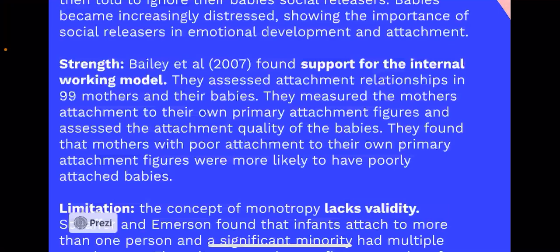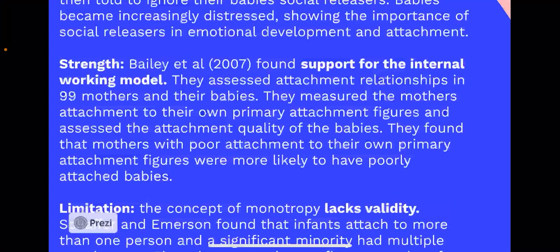Bailey's research supports the internal working model, and we will mention that also when we look at attachment in early childhood and adult relationships. So Bailey's research will come up again in this attachment topic. They found support for the internal working model.